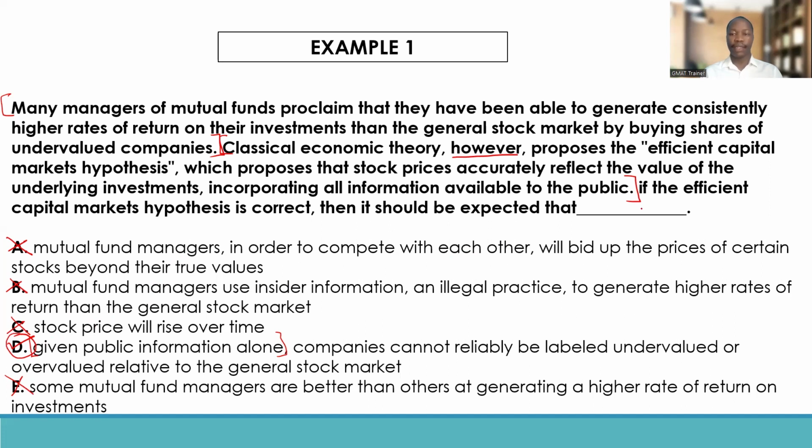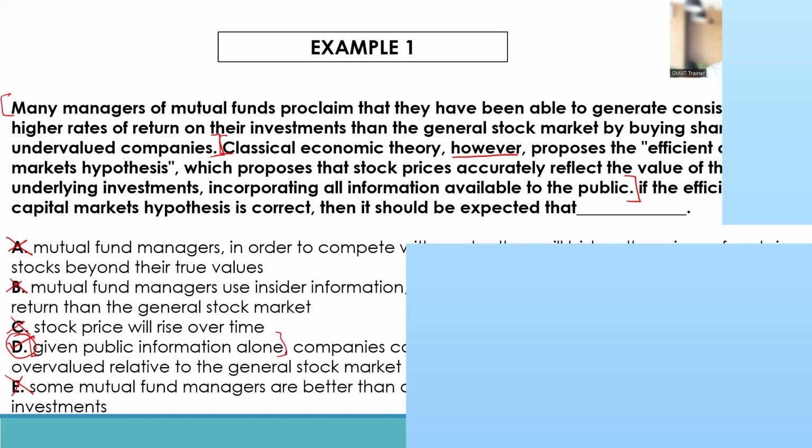Just completing that paragraph, we can say if the efficient capital market hypothesis is correct, then it should be expected that given public information alone, companies cannot reliably be labeled undervalued or overvalued relative to the general stock market, right? And D is the correct answer.